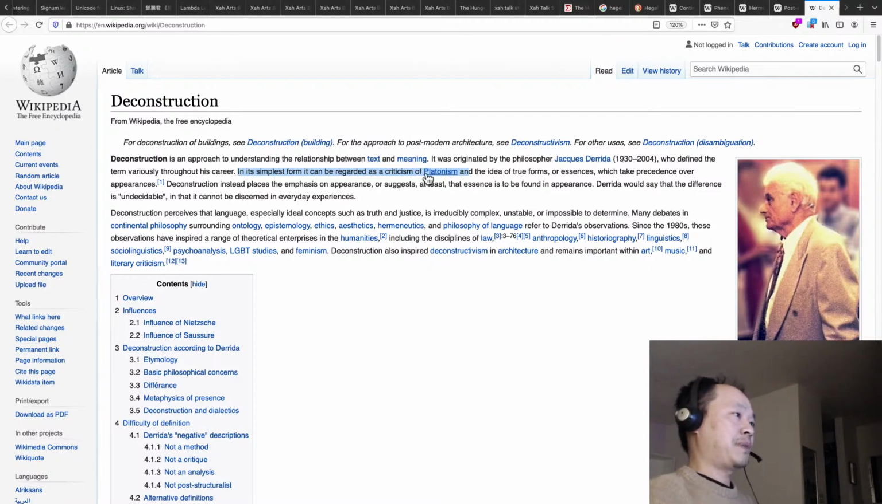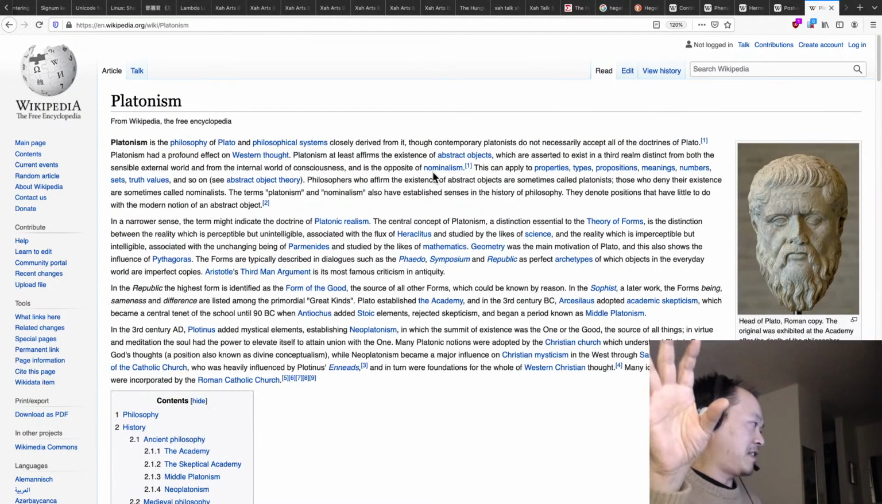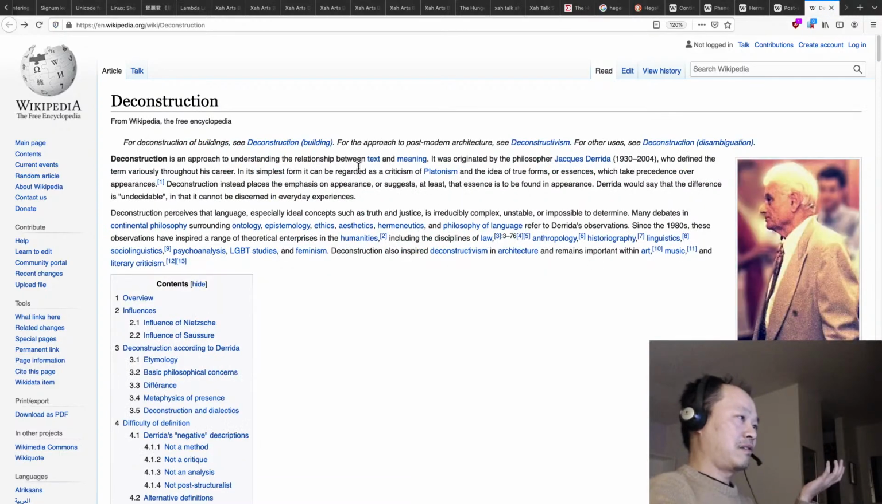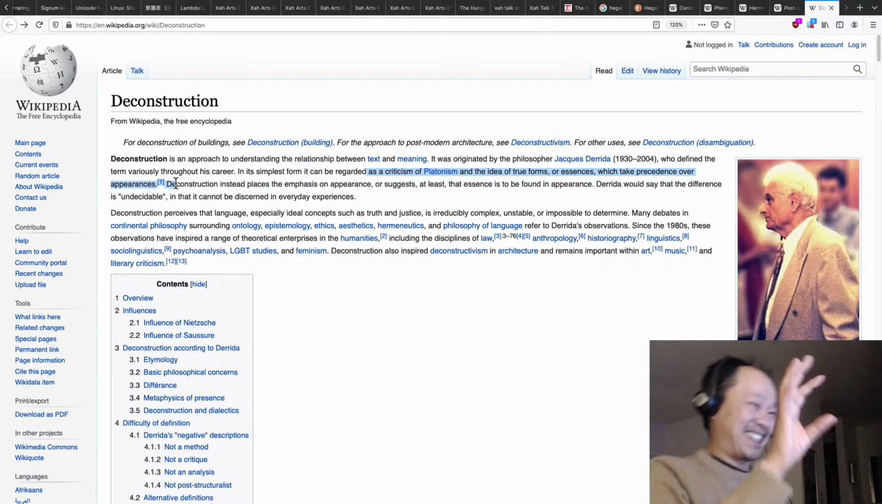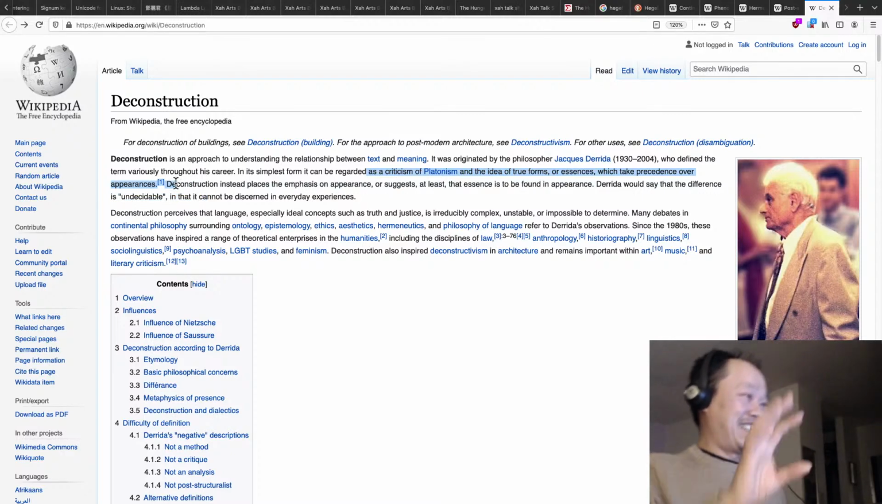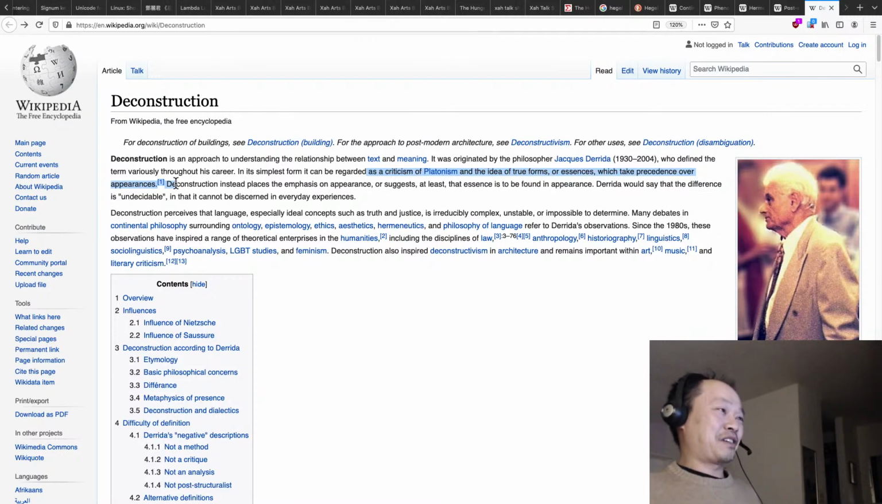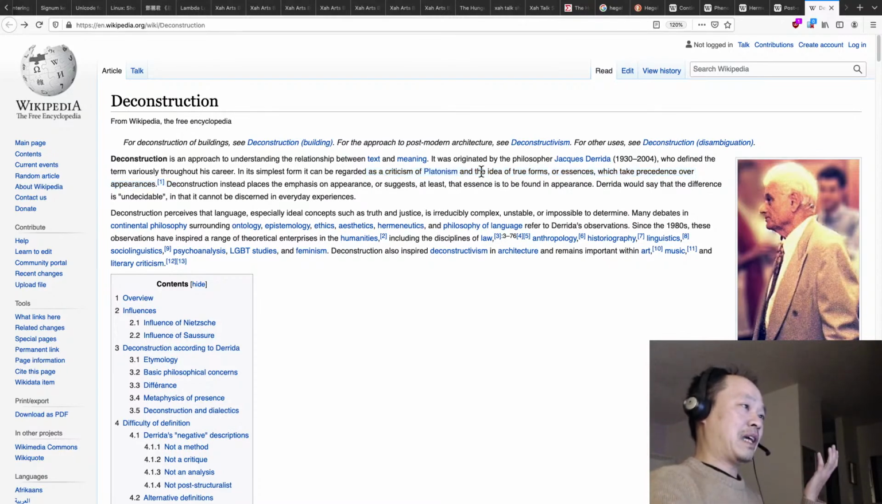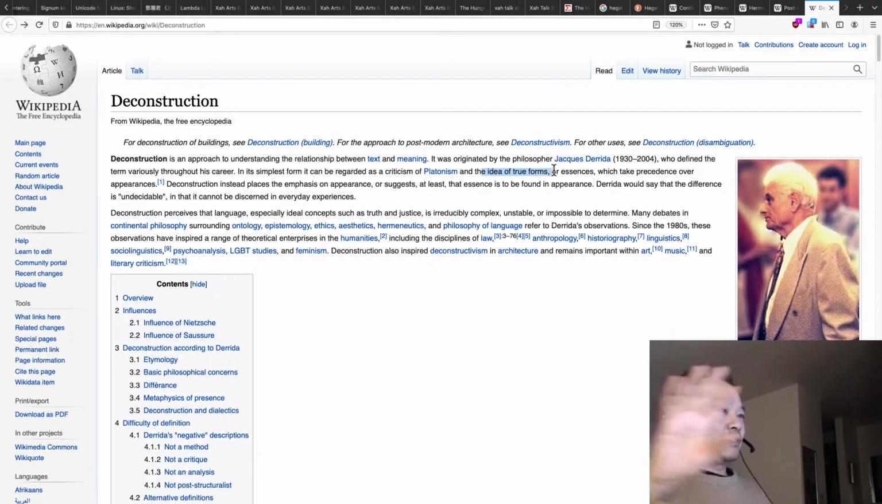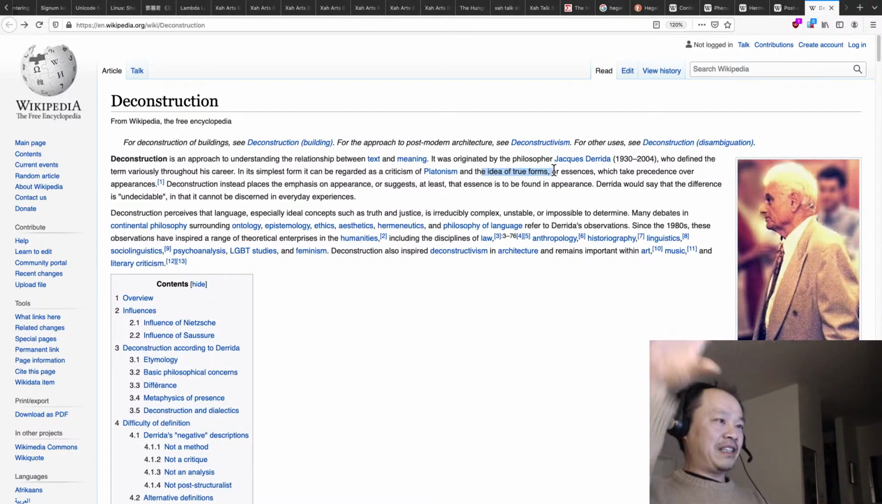What is Platonism? Basically, that's the foundation of Western philosophy. So it's a criticism of Platonism and the idea of true forms or essence which take precedence over appearances. Here are the mysterious parts. So this is a philosophy, deconstruction. Basically, it's an attack on Western philosophy, but further it says it's the idea of true forms. So you see, he's attacking your idea.